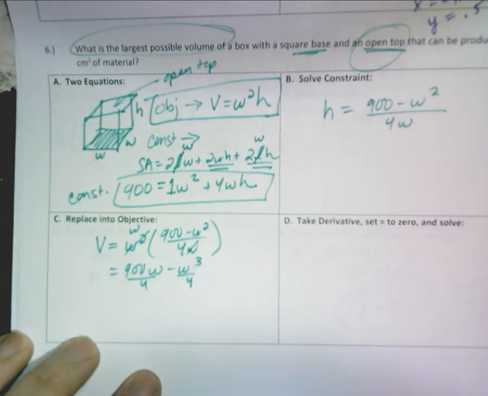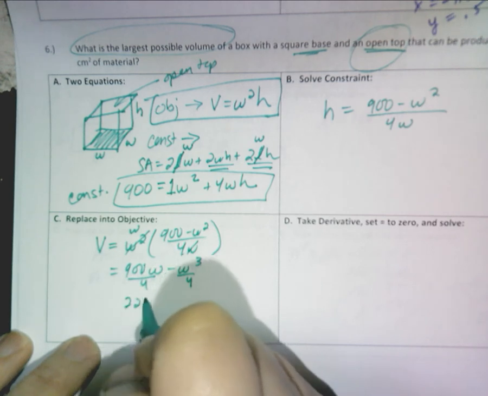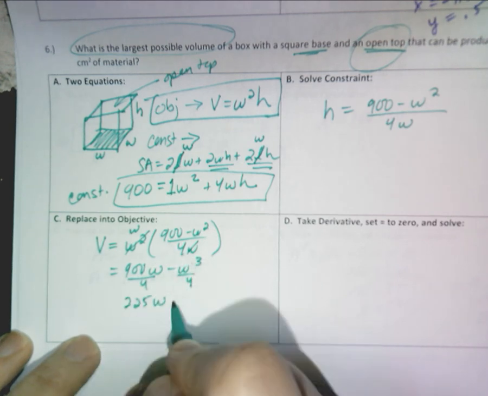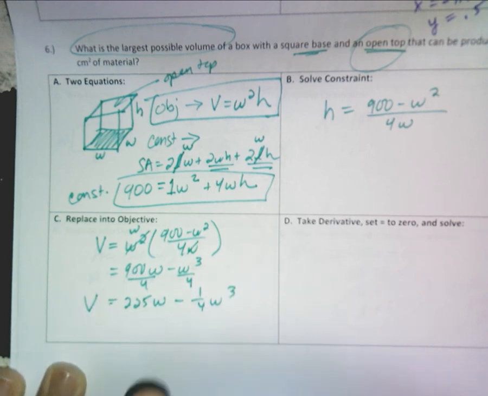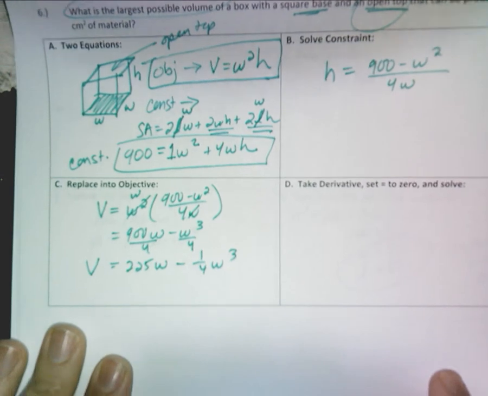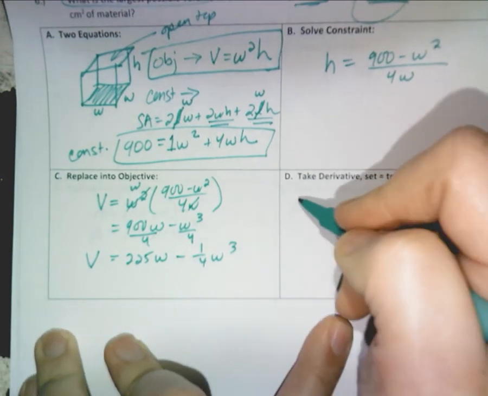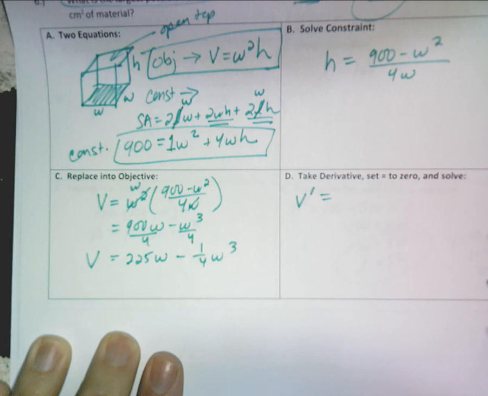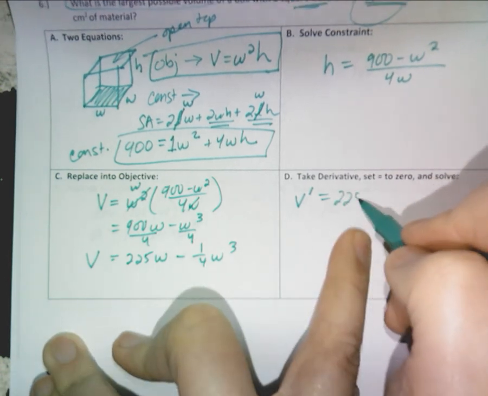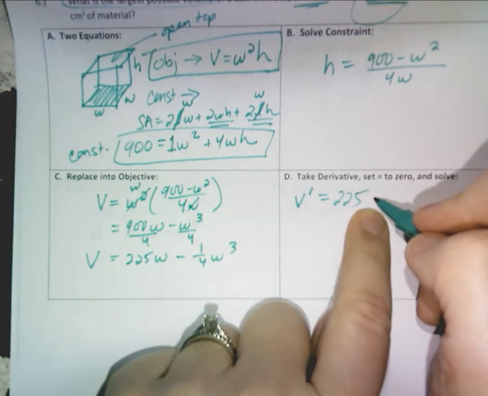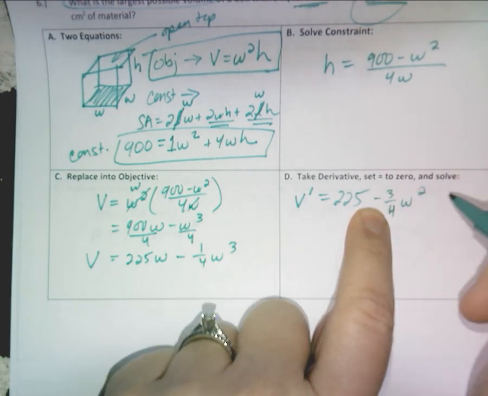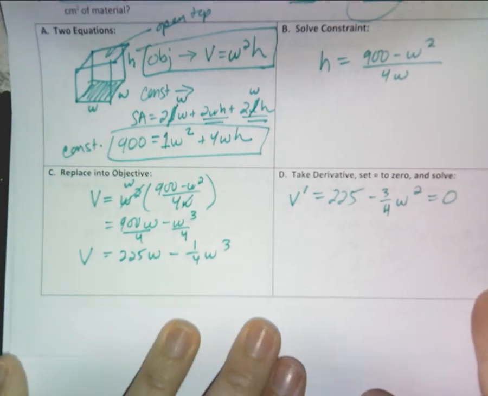900 divided by 4 is 225. So I'm going to call this 225W. And this one I'm actually going to rewrite as 1/4 W cubed. Again, why am I doing this? Because I got to take a derivative, and that's much easier to take a derivative of. Take a derivative right now of 225W. What would it be? 225. See how much easier that was? Take a derivative of 1/4 W cubed. What would that be? 3/4 W squared. Set it equal to 0, y'all, and try to solve it right now for me.